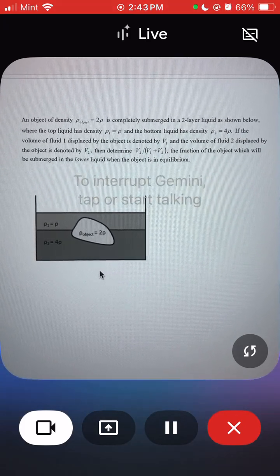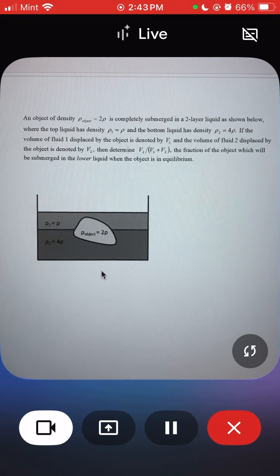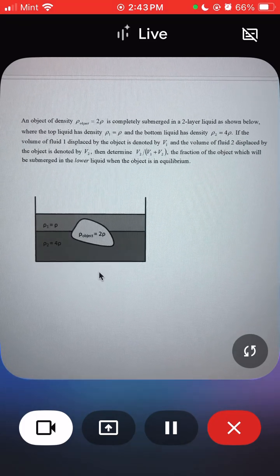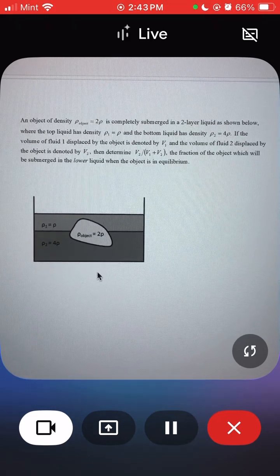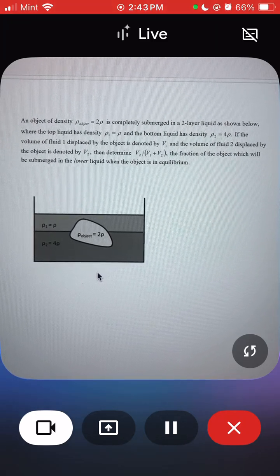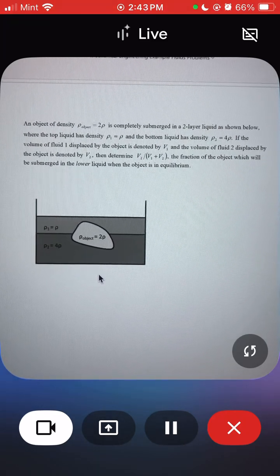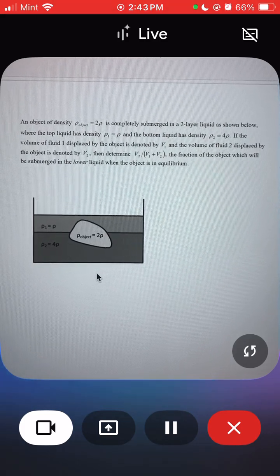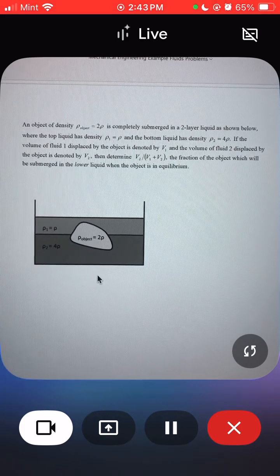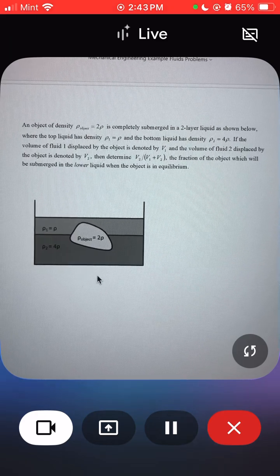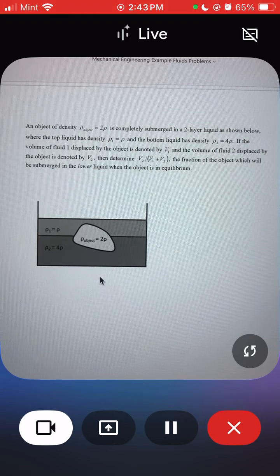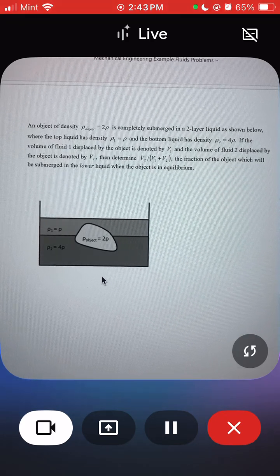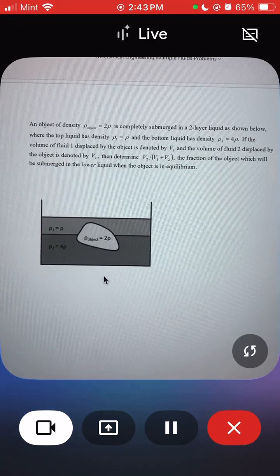Okay, here it is. An object of density rho_object equals 2 rho is completely submerged in a two-layer liquid as shown below, where the top liquid has density rho_1 equals rho, and the bottom liquid has density rho_2 equals 4 rho. If the volume of fluid 1 displaced by the object is denoted by V_1, and the volume of fluid 2 displaced by the object is denoted by V_2, then determine V_1 over V_1 plus V_2, the fraction of the object which will be submerged in the lower liquid when the object is in equilibrium. Do you want to start breaking it down?